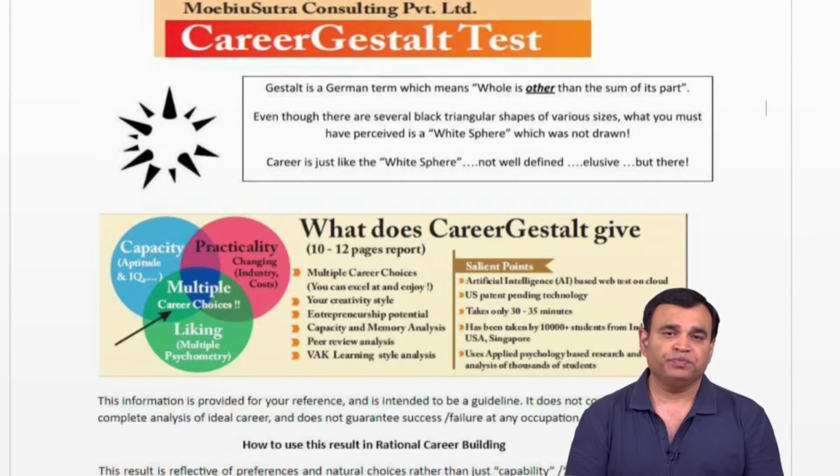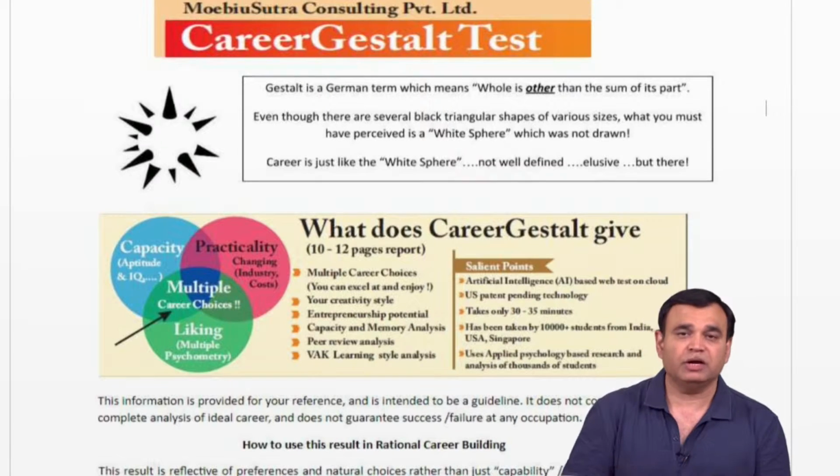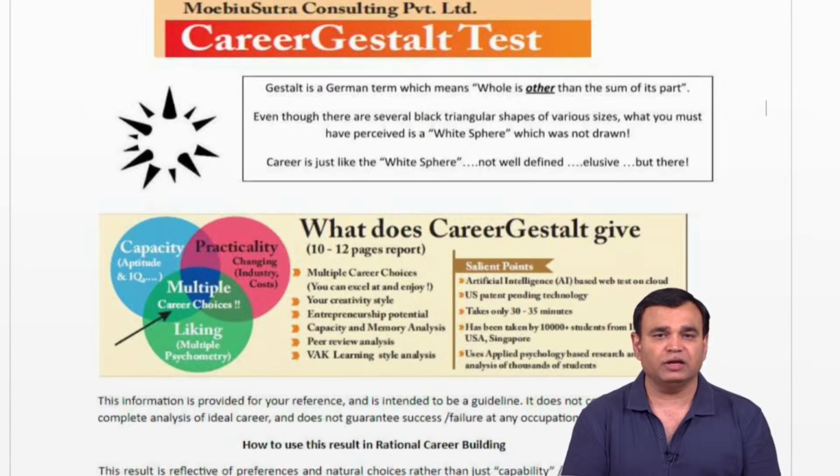Essentially, we are looking at the intersection of all three circles, and that is where your ideal careers lie. And I've used the term careers because there is not a single career that you are always born for. There are many things that you can do in life, and we need to look at it in a more holistic fashion. And that's the reason why we are looking at Gestalt.